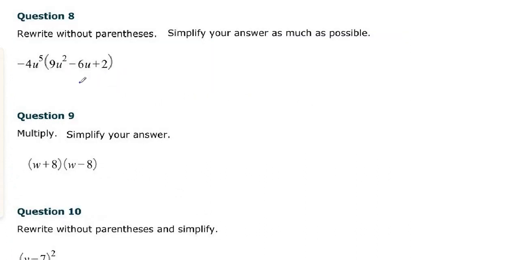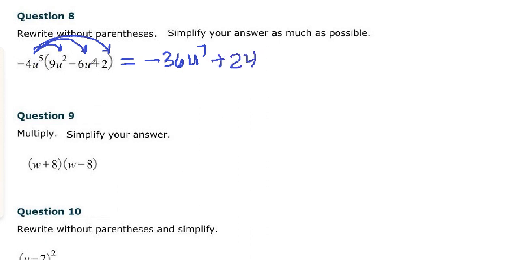And then the next thing we're going to do is rewrite this expression without parentheses and simplify as much as possible. So here we're just distributing. We're just going to take that negative 4u to the 5th and multiply that in, distribute that in. So we got triple rainbows going on here. So negative 4u to the 5th times 9u squared. So negative 4 times 9, negative 36. When you multiply, you add exponents. So 5 plus 2 is 7, so u to the 7th. Negative 4 times negative 6, positive 24.